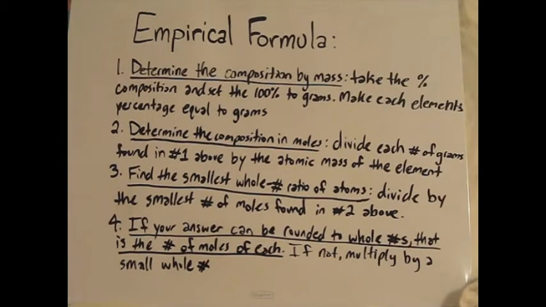Second, determine the composition in moles. Divide each number of grams found in number 1 above by the atomic mass of the element. Number 3, find the smallest whole number ratio of atoms. Divide by the smallest number of moles found in number 2 above. And finally, number 4, if your answer can be rounded to whole numbers, that is the number of moles of each. If not, multiply by a small whole number.